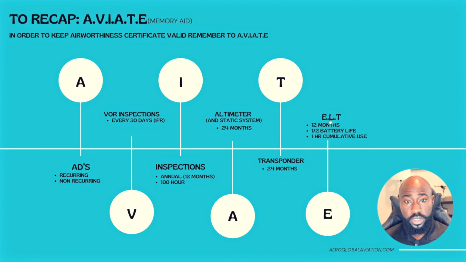And then the E is for your ELT, which has to be done every 12 months, or if half of the battery's useful life has expired, or after 1 hour of cumulative use.